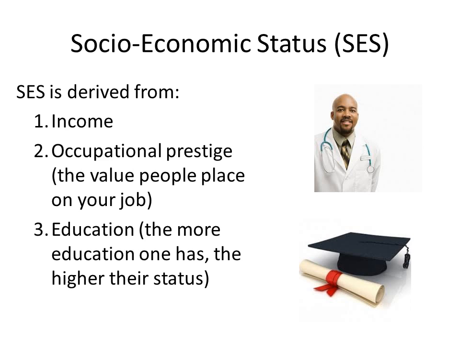So let's define socioeconomic status. It is derived from 3 elements. You have income, occupational prestige, which is the value people place on your job. So for example, if you tell people you are a plumber or an electrician, you may not have the same occupational prestige as someone who is a doctor or a lawyer, even though both of those kinds of jobs can bring in a lot of income. But people see doctors and lawyers as having a higher occupational prestige.